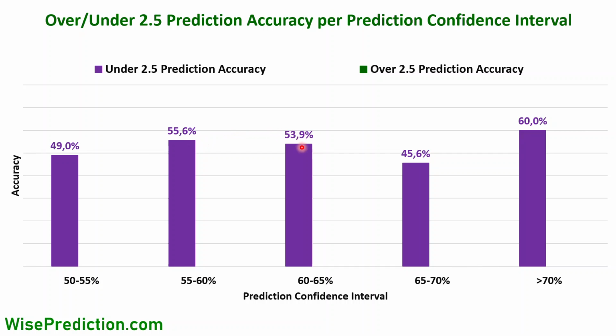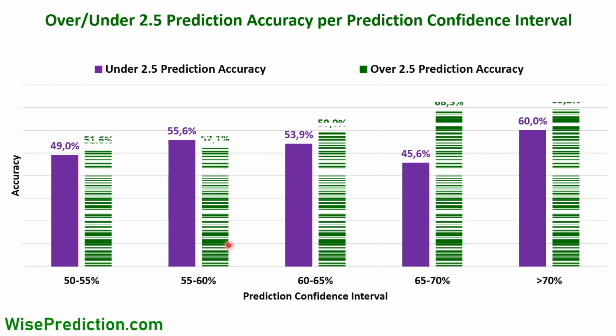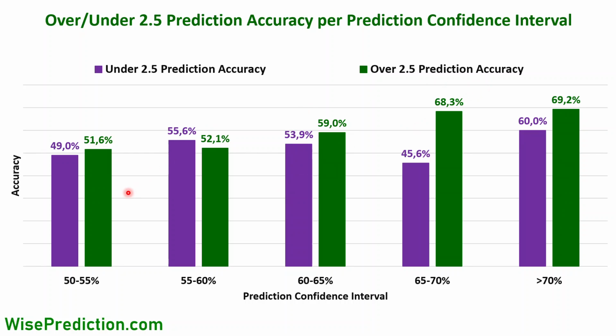And we go slightly down in the next interval, and down again and up again for the cases where the prediction confidence is above 70%. So it fluctuates a lot for the under 2.5 predictions actually, so it doesn't really look stable. But if you look at the over 2.5 prediction accuracy, it starts from 51.6%, and in the next interval, when the prediction confidence goes up by roughly 5%, the accuracy improves to 52.1%. There's an improvement, but not a big one.